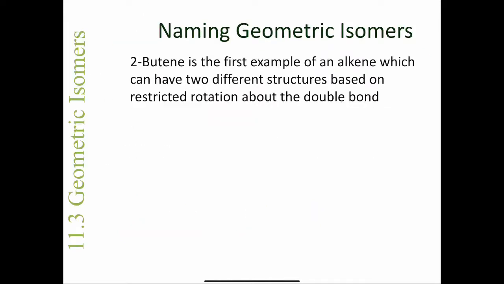It says here that 2-butene is the first example of an alkene which can have 2 different structures based on that restricted rotation about the double bond. So let me show you what I mean by that. So if I draw my carbon-carbon double bond, okay, now in 2-butene, I have my methyl group, then I have a carbon with a hydrogen, and I have another methyl group like this. But you can probably already imagine that there's another way to arrange these atoms in space. So if I put my methyl group here and I put my hydrogen down here, what if I swap those on the second carbon like this?